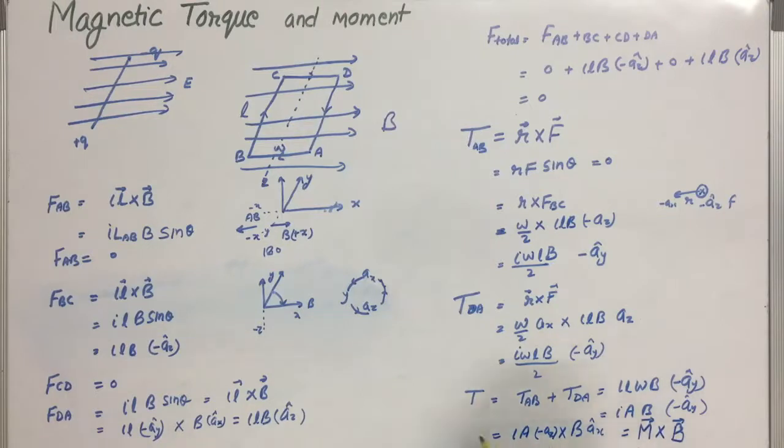Okay, this is the torque. Torque is equal to M cross B, where M is the magnetic dipole moment, and if we further define this, then it is the product of the current and the area of the loop, and the direction of this is the normal to the loop.